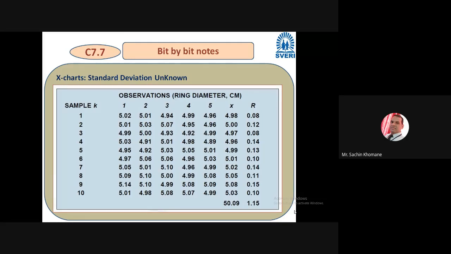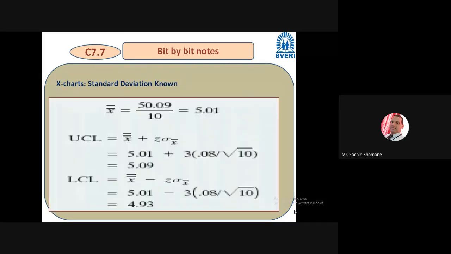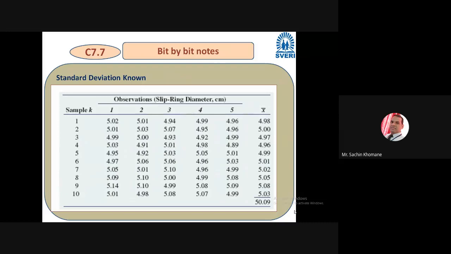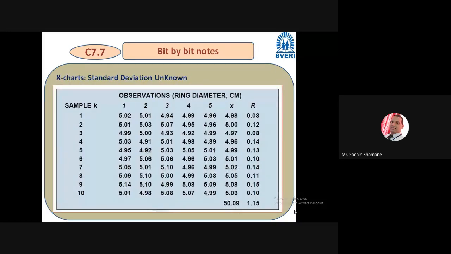Now, in the same example, you have already calculated the X bar, or the mean. Is it the same value here? 5.09, right? So R value. What is the meaning of R? R is nothing but range. So now just calculate the range.